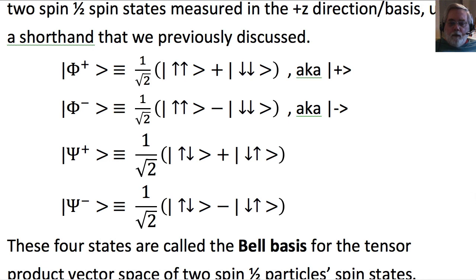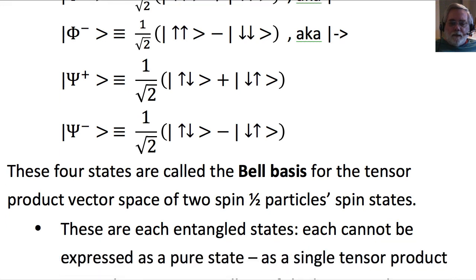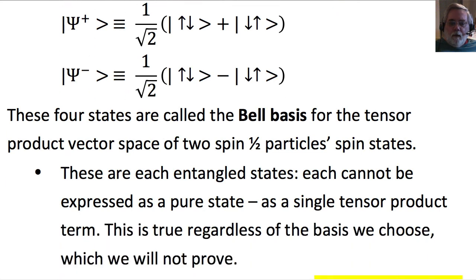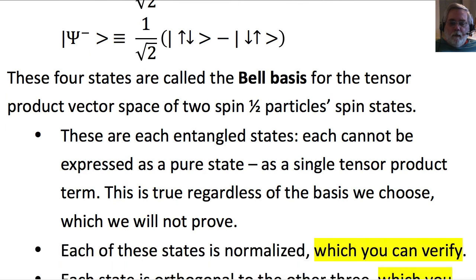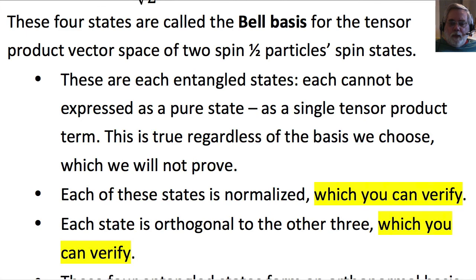These four states are called the Bell basis for the tensor product vector space of two spin 1/2 particles, spin states. These are each entangled states. They cannot be expressed as a pure state, as a single tensor product term. This is true regardless of the basis we choose, which we will not prove. Each of these states is normalized, which you can and should verify. Each state is orthogonal to the other three, which you can and should verify.